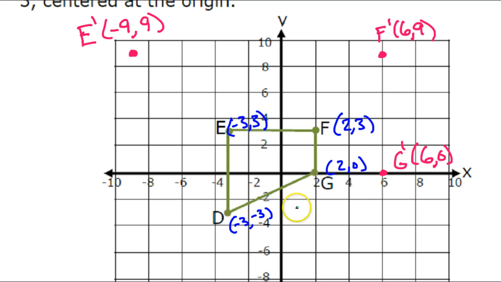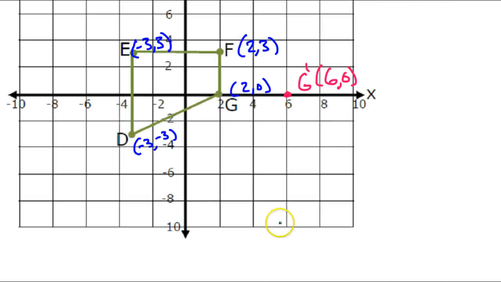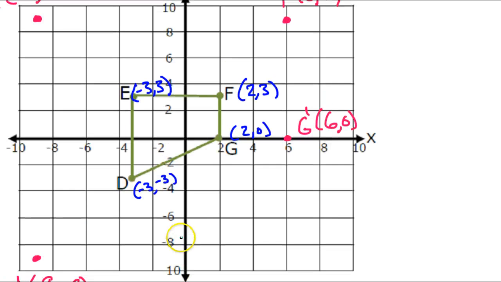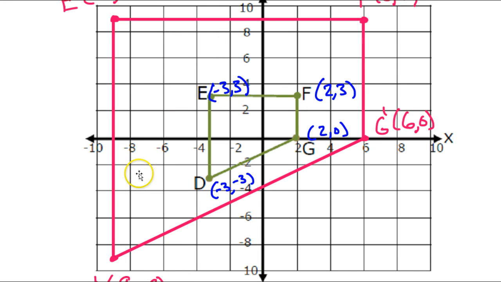Let's see, I already got this. So that just leaves this one. Multiplying by 3, that'll be -9, -9. So that'll be right here. So that'll be D prime. -9, -9. All right, I'm just going to draw the shape. All right, and there you go.